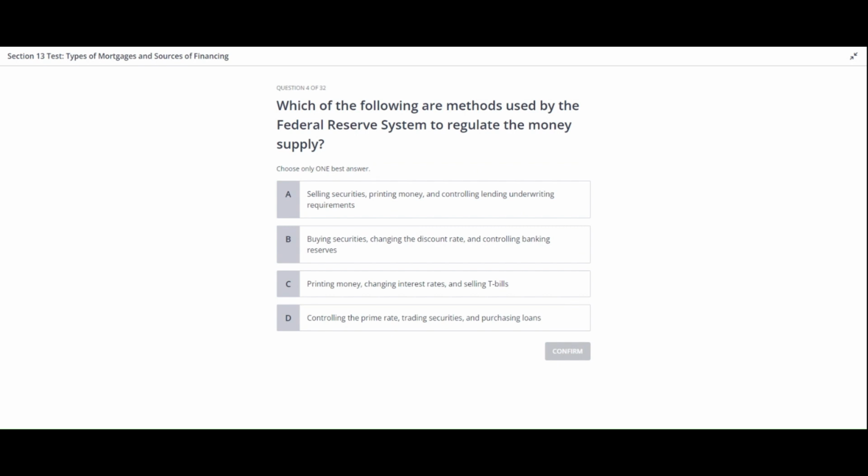Which of the following are methods used by the Federal Reserve System to regulate the money supply? Option A. Selling securities, printing money, and controlling lending underwriting requirements. B. Buying securities, changing the discount rate, and controlling banking reserves. C. Printing money, changing interest rates, and selling T-bills. D. Controlling the prime rate, trading securities, and purchasing loans. Alright, now I am going to give you some time to think about the options.